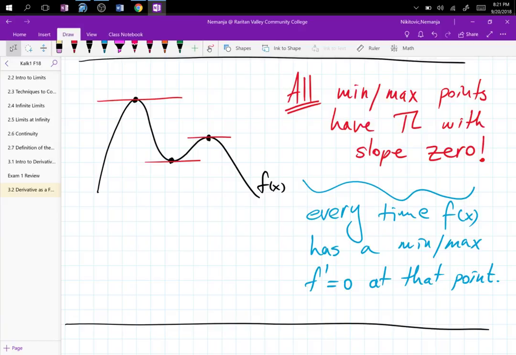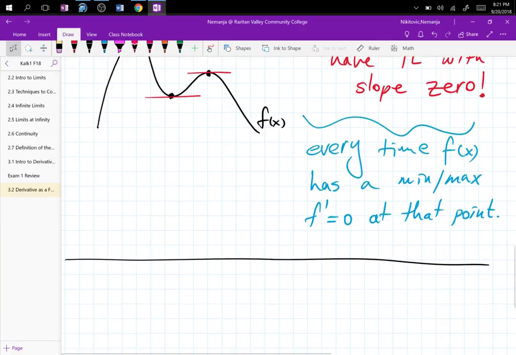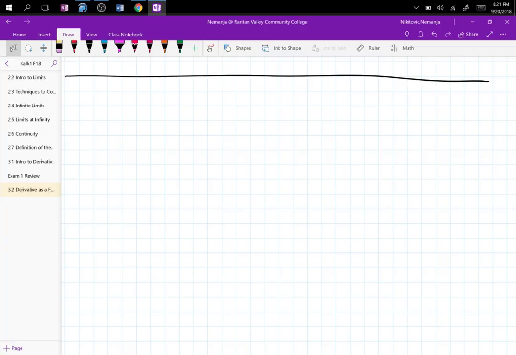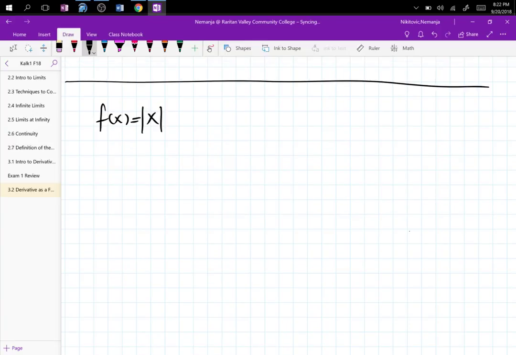So now, can I sketch a derivative function if I have a curve? I don't know what the function for that curve is, but I know there is a derivative, right? So let's work on that in stages. First, I'm going to start with the absolute value. So f of x is equal to the absolute value of x. What is the derivative of the absolute value of x? Well, let's think about it graphically rather than compute.